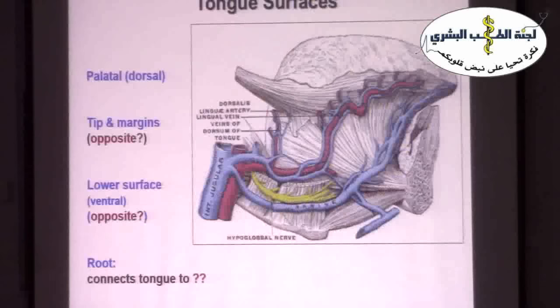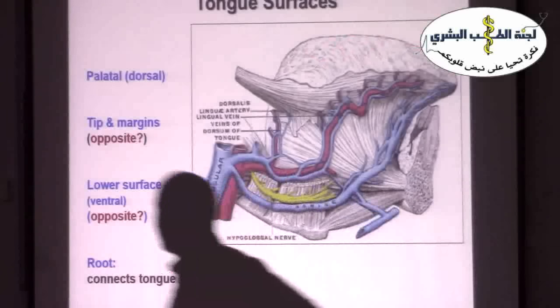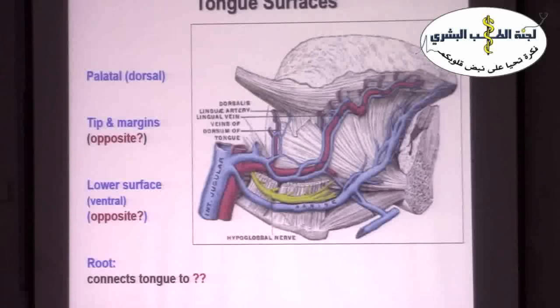Before we go into more details about the anatomy of the tongue, it's important to locate the geographic appearance of the tongue. In other words, the surfaces of the tongue. So when we look to the tongue, the most important area is the upper surface, which is opposite to the palate. Okay? This is the palatal surface, or as we commonly refer to it, the dorsum of the tongue. What does dorsum mean? The back. So this superior surface is the back of the tongue. Okay, the dorsum of the tongue or the palatal surface of the tongue.